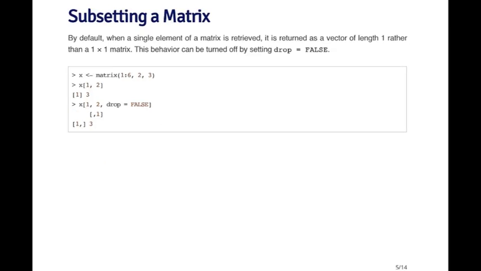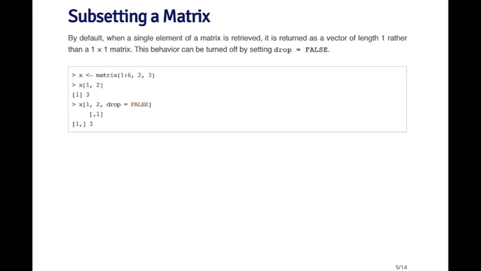By default, when a single element of a matrix is retrieved, it is returned as a vector of length 1 rather than a 1x1 matrix. So remember I said that before, the single square bracket operator always returns an object that's the same class. The one thing that sometimes is a little bit unexpected is that if I subset out a single element of a matrix, I don't get back a matrix. What I get back is just a vector with that number in it. So if I say X[1, 2], that gives me the first row, second column of the matrix. That's just the number 3, and what I get back is the number 3, not a 1x1 matrix with the number 3 in it.